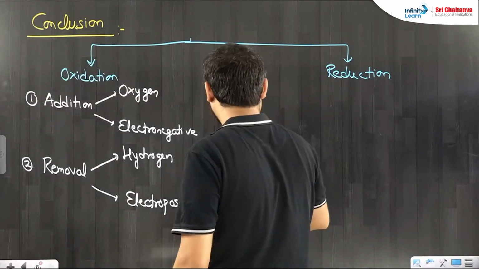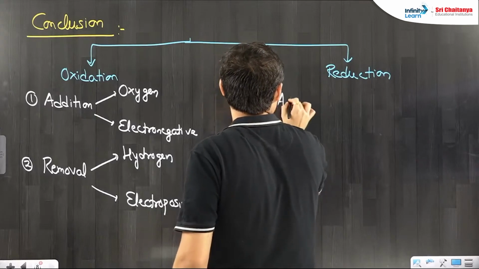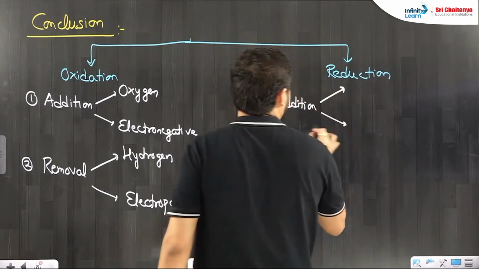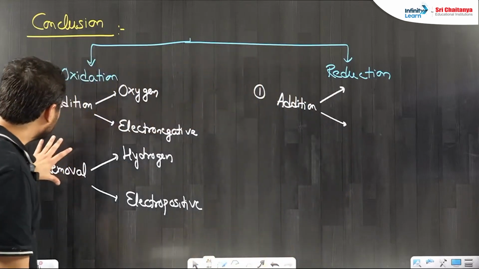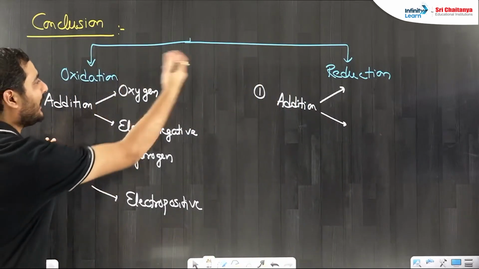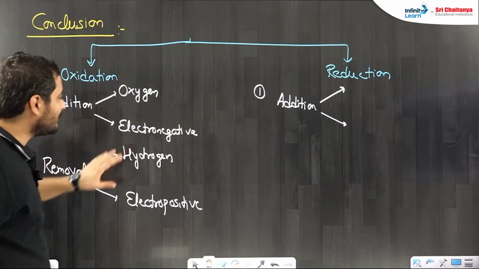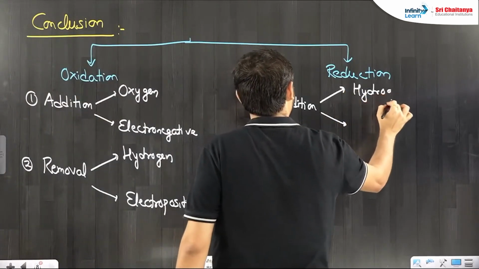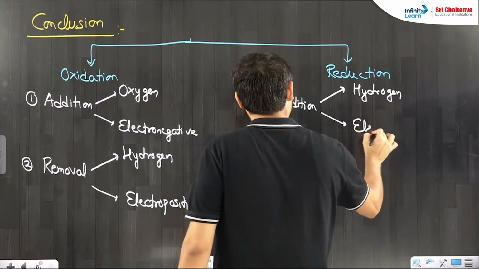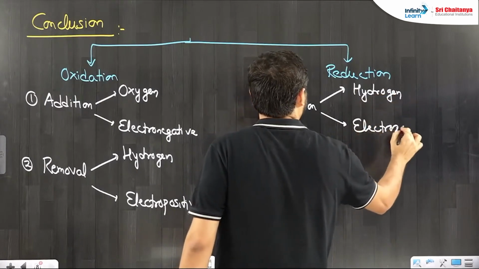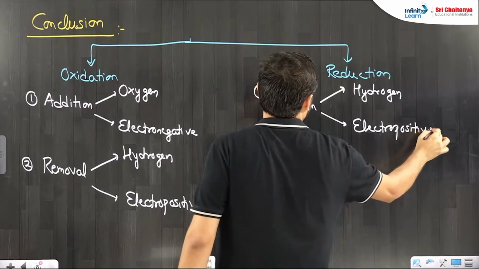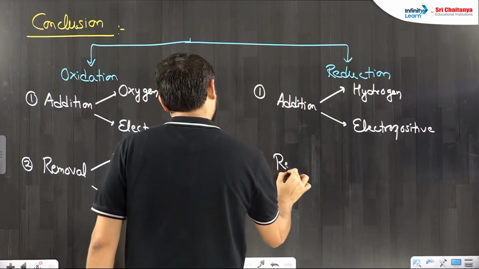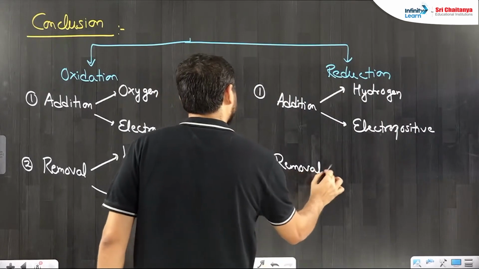Now for reduction, it will be reverse. For reduction, if we write first case for addition, which elements are added during reduction process? So which are removed in oxidation, that will be added in reduction process. So what do we write? Hydrogen. Addition of hydrogen or addition of electropositive element is called as which process? Reduction process.